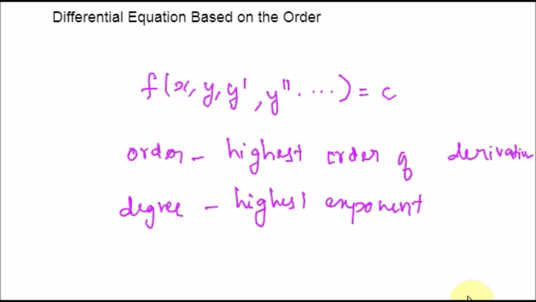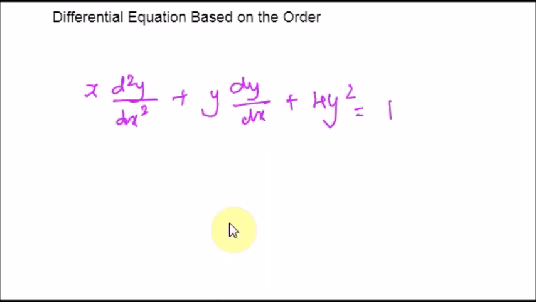Let me show you some examples. Then you can identify those types of questions easily. Here is the first example. We are supposed to find the orders.